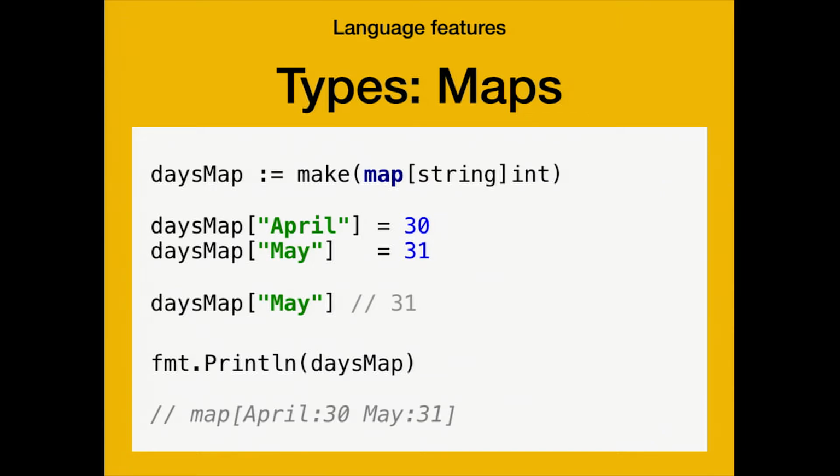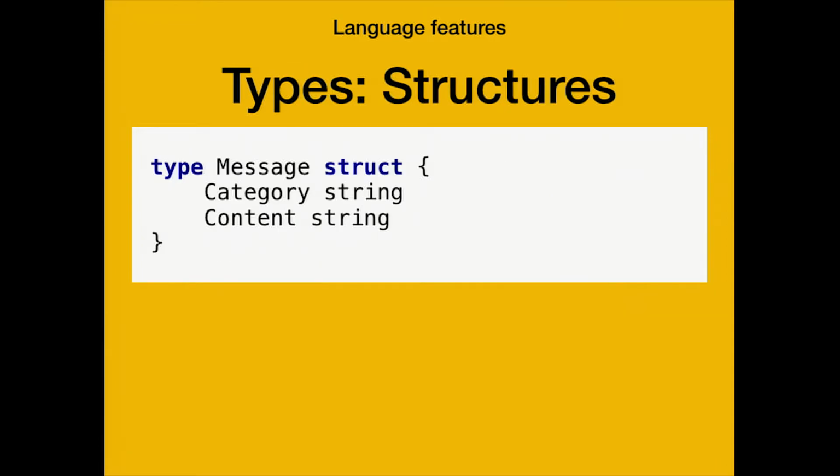That's how it works. And now we get to the different stuff in Golang. Structures are structs, as the keyword is. They are predefined data structures, basically, with named fields. In this case, the name of this data structure is Message, and it has a category and a content field, both of type string.